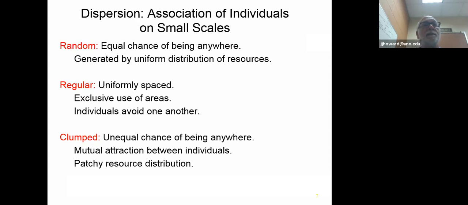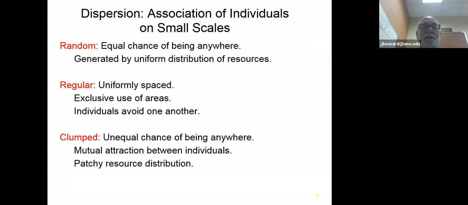If the dispersion pattern is regular, then we find individuals uniformly spaced. And that's really interesting because it implies a couple of things. It implies that individuals may have the exclusive use of an area, that they avoid one another. Why might that happen? Well, maybe there is a limited amount of resource in a given area and it can only support one individual. So two individuals cannot be too close to one another. So that implies that competition may be happening.